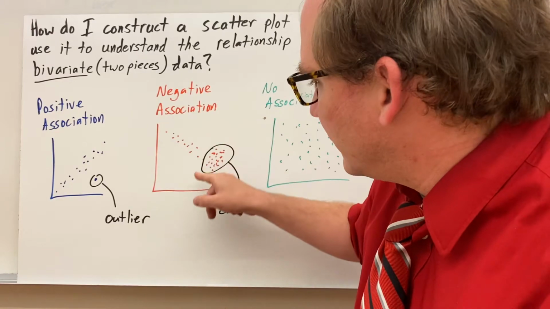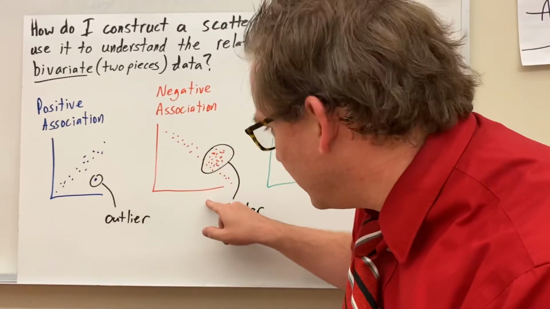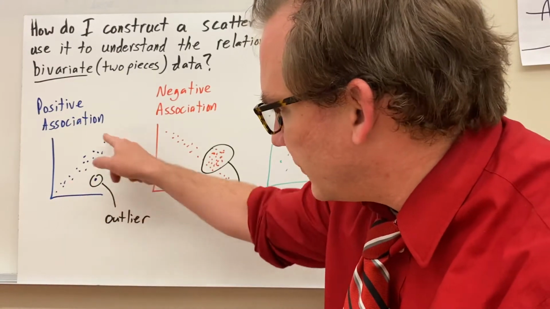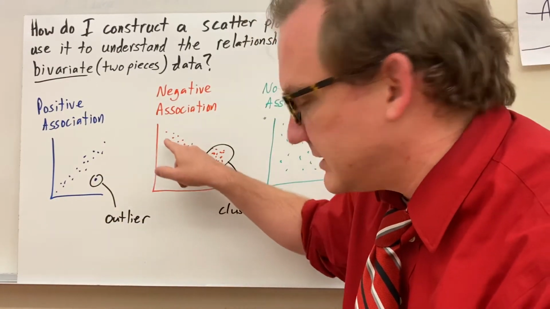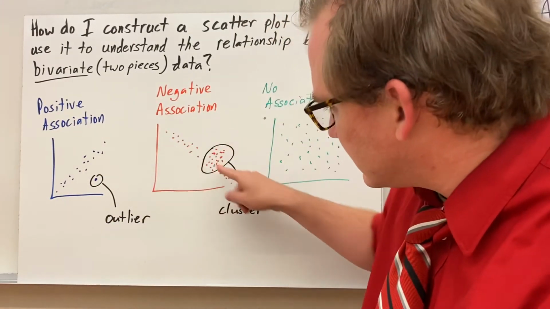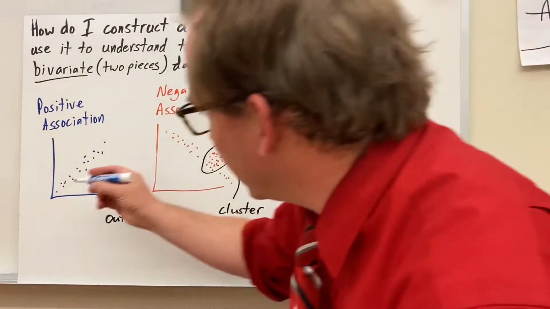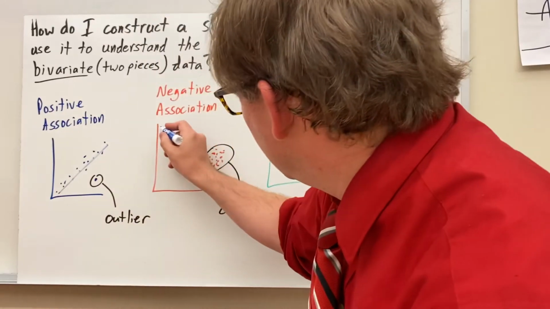You can have a negative association. That's when as your X value increases, your Y value decreases. So this one, they both increase. This one, as one increases, the other goes down. You can see this line would go downward if you drew a line here, something like maybe this here or this here.